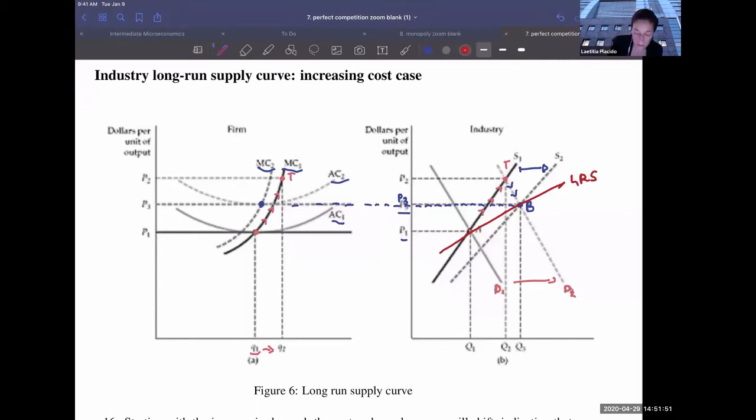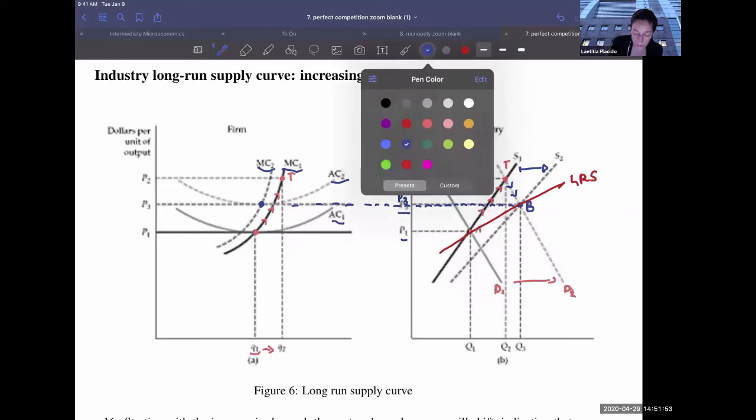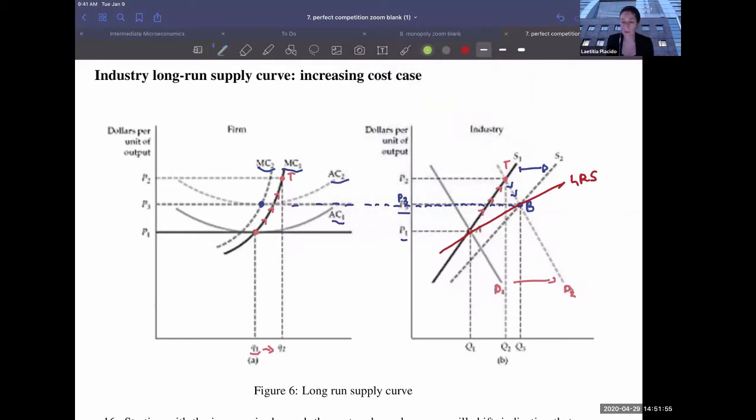Okay, again, in the previous scenario, we assumed that the prices for inputs were constant, and so our long run supply was a horizontal line at P1, okay? Because here in this new scenario, we assume that the prices for inputs increase with the quantity produced, we end up with this increasing long run supply, okay?